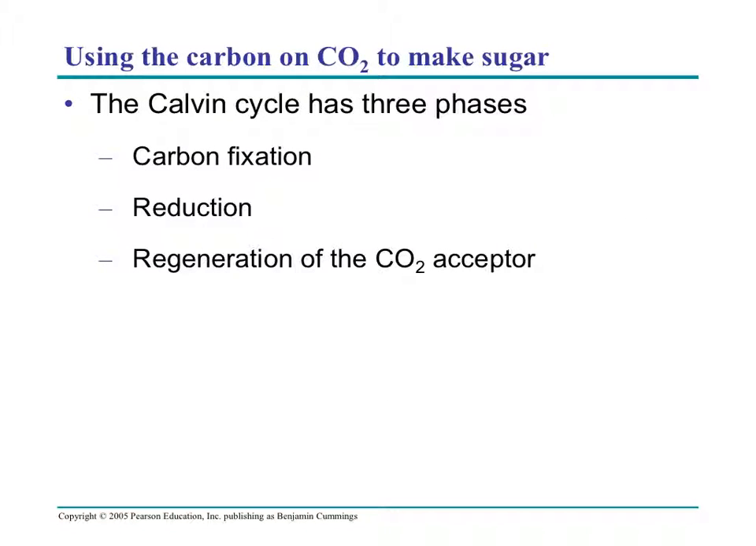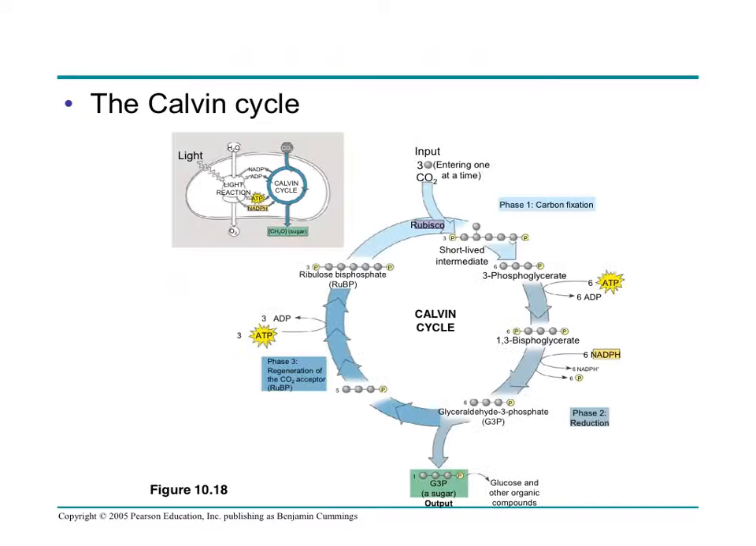So we have 3 phases of the Calvin cycle, and just like we've talked about with the Krebs cycle, I am not going to ask you to draw specifically the Calvin cycle or give me the names of all the intermediate steps within the Calvin cycle. You will need to know the 3 phases. Those are carbon fixation, reduction, and then we need to regenerate the carbon dioxide acceptor, which is Rubisco or RUBP.